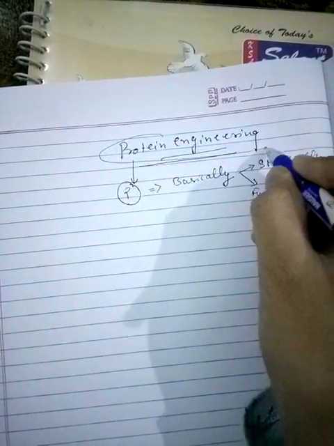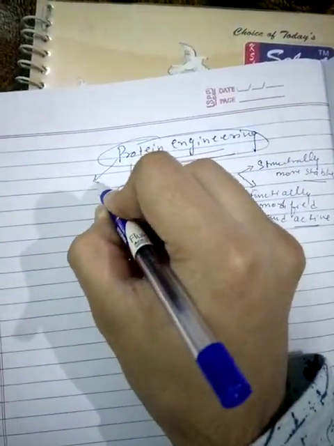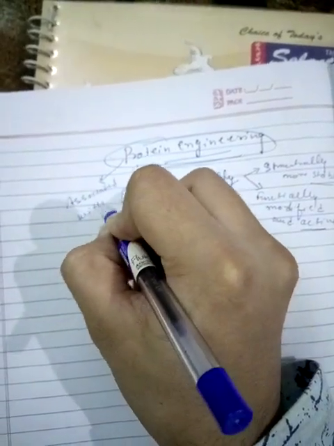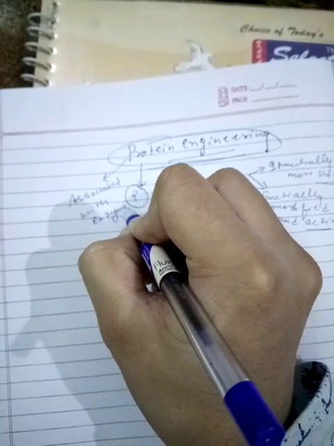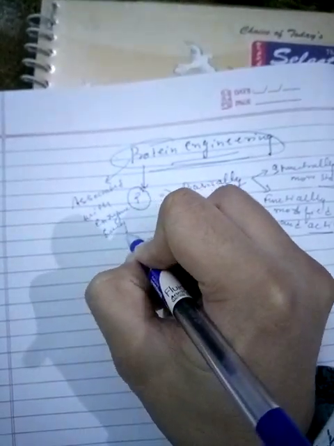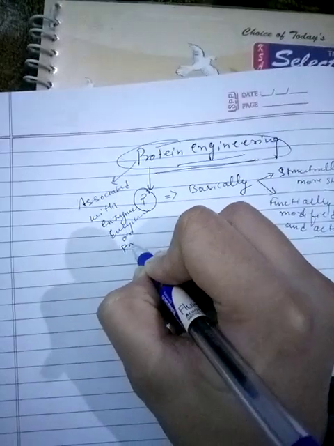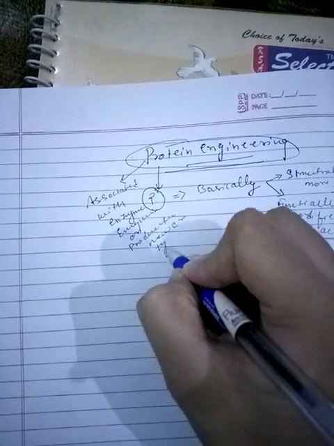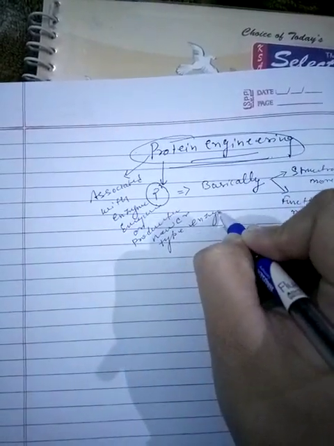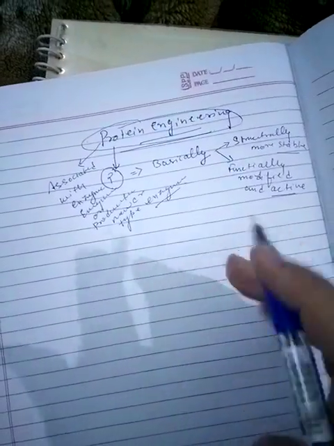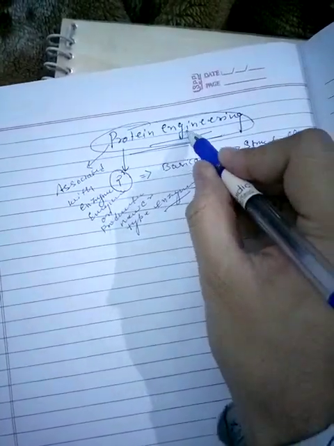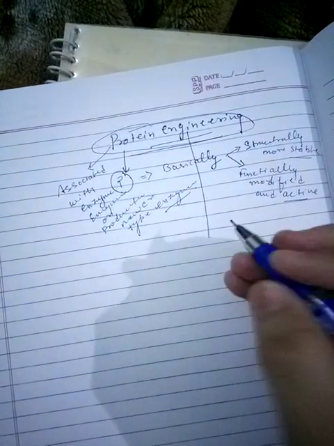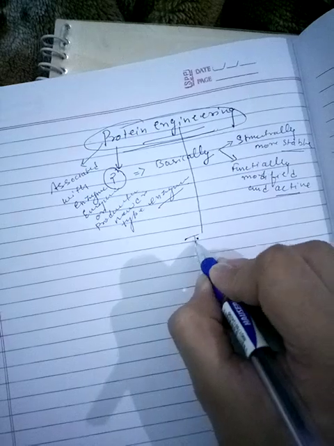Basically, protein engineering is associated with enzyme engineering or production of newer types of enzymes. The simple way to understand protein engineering is that there are two processes, so we can divide it into two types.